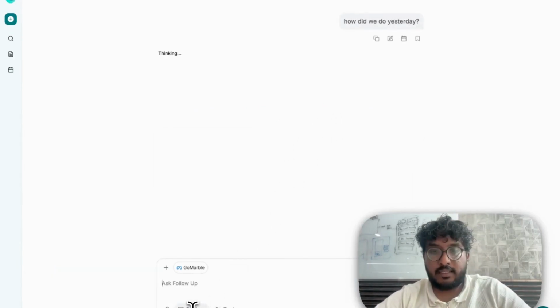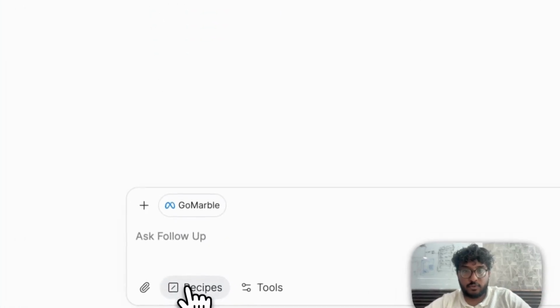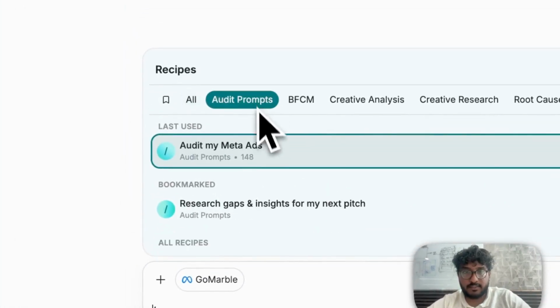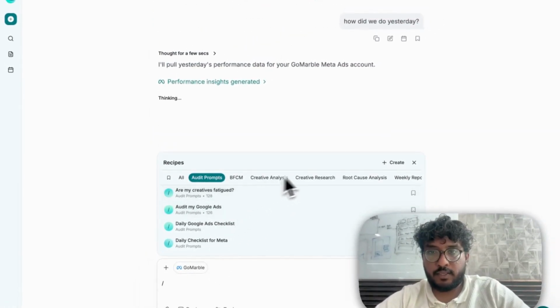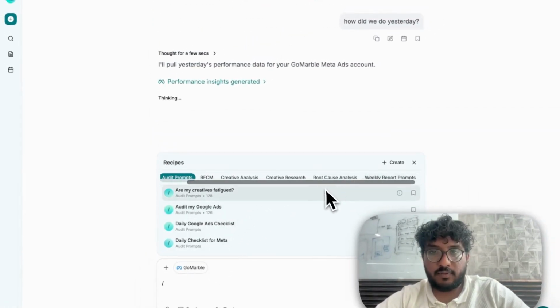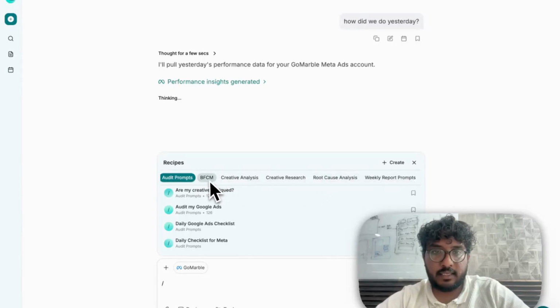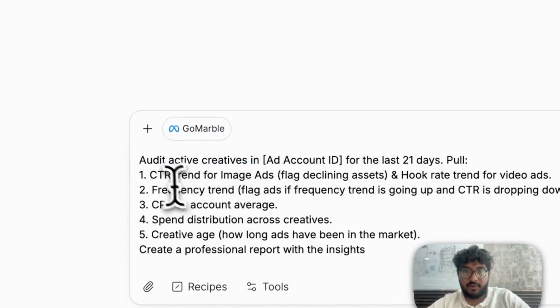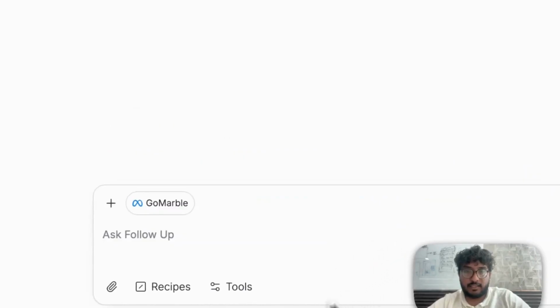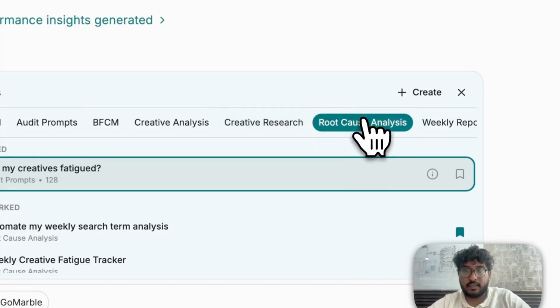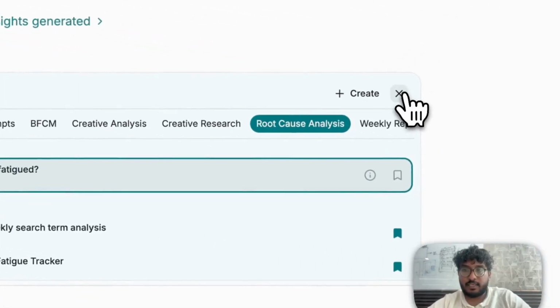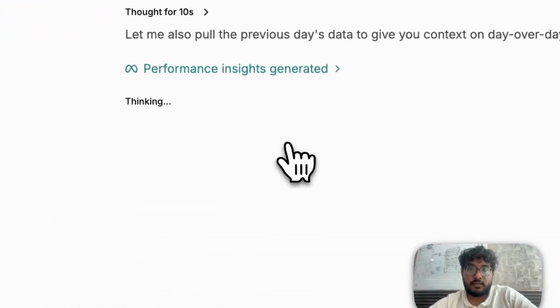What you can also do is there are these things called recipes. As the tool starts giving us the answer, I'm just going to show you recipes. There are some audit prompts, for example, audit my Google ads, how did I do. There are weekly reports. There are many of these, basically pre-filled prompts. You can look at this and try to find some that talk about how your ads did yesterday. But we just use very simple language. Let's see what the tool says.